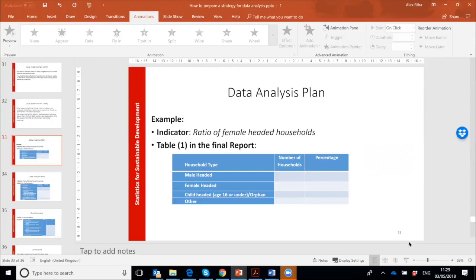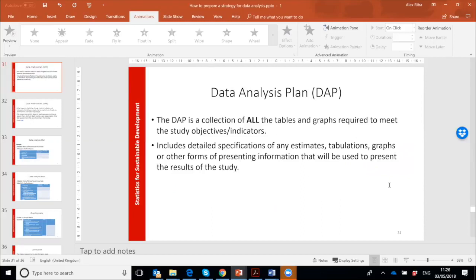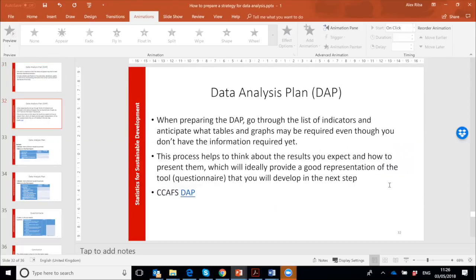Seamus, is this one? It's just, I think, maybe either above that, the 2 data analysis plan. So yes, there we go, that one before, so 32. That one? Yeah, so this process helps us to think about the results. Ideally provide a good representation of the tool, so the questionnaire that you develop. Okay, so you're not thinking really about the statistical analysis or models yet. You're thinking about the survey.